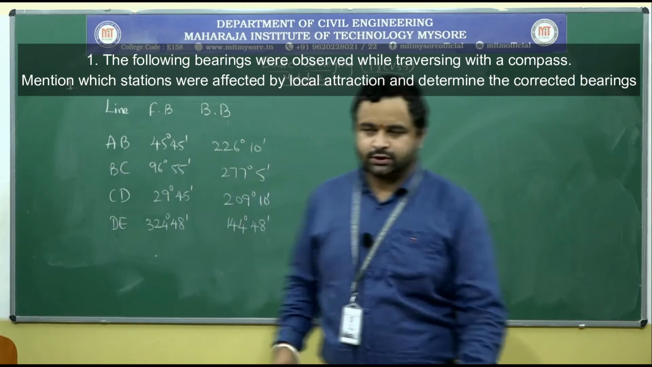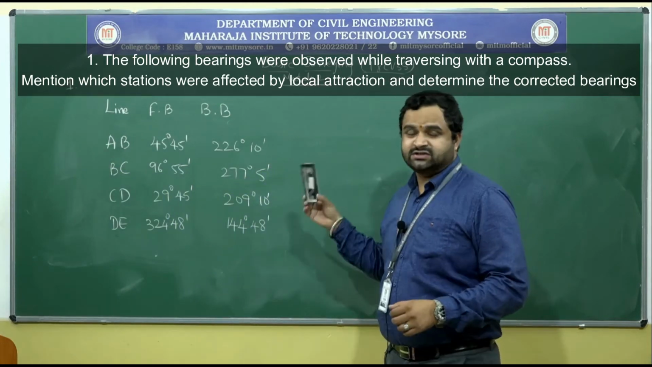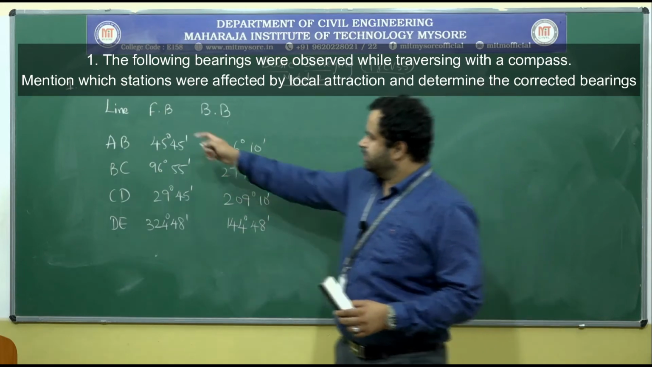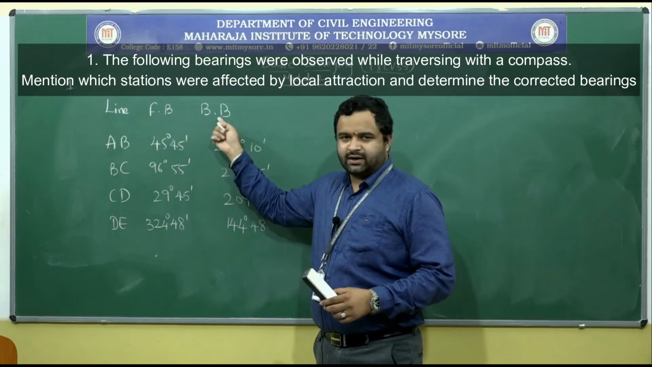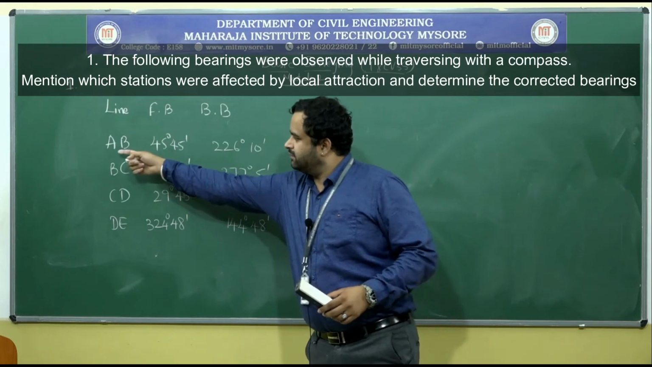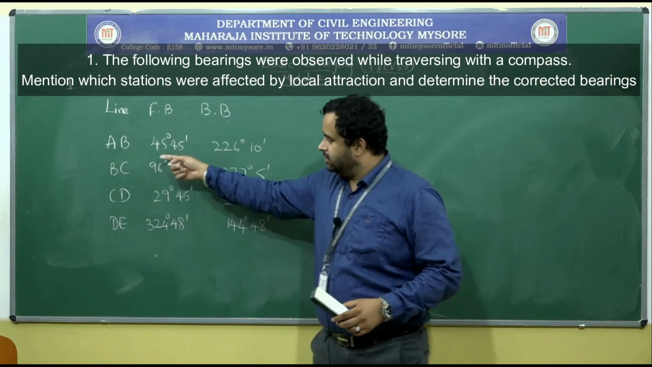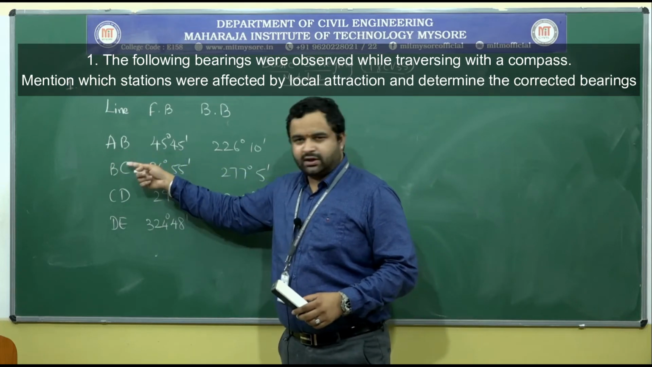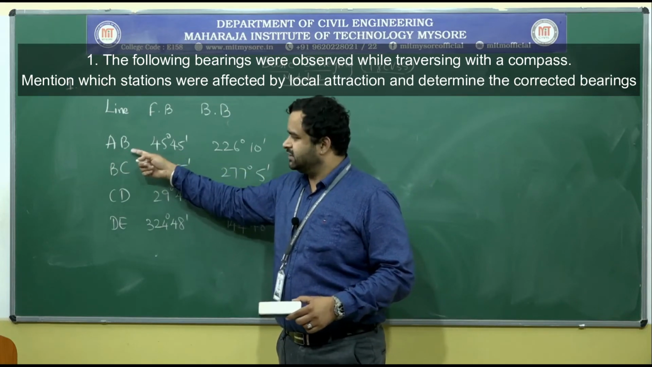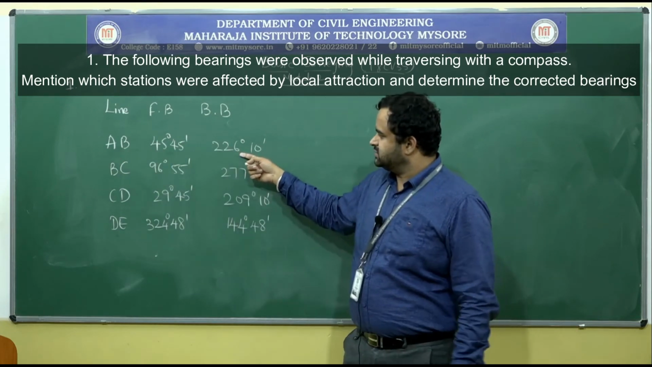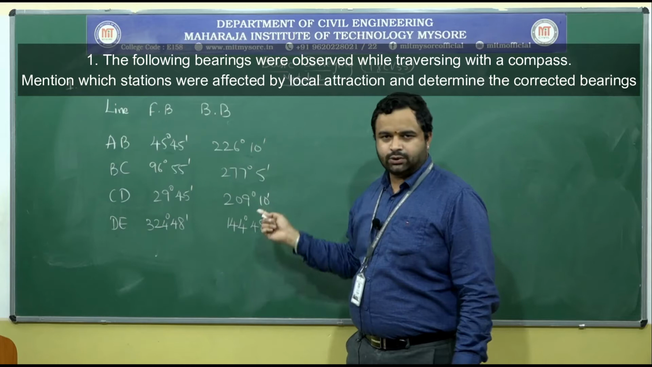So you need to identify which station is affected by the local attraction. See, they have given the forebearing and back bearing, right? So I can write the forebearing of line AB as 45 degrees 45 minutes, and below this if I write BA, it is nothing but the back bearing of line AB, that is 226 degrees 10 minutes. So I will change this layout.